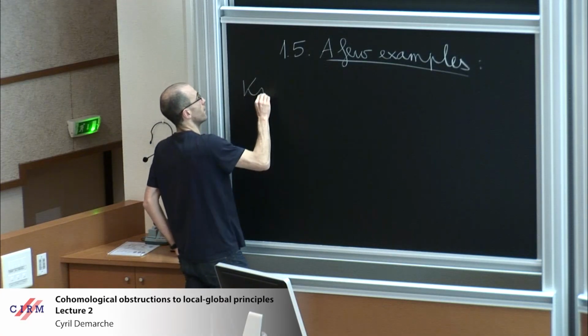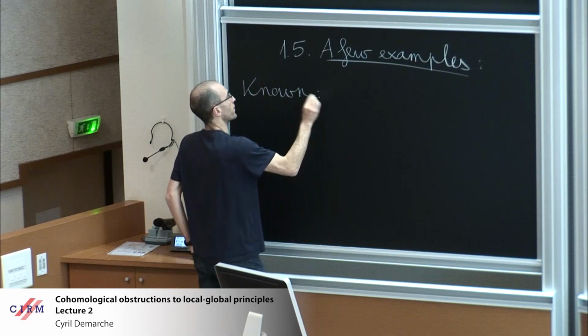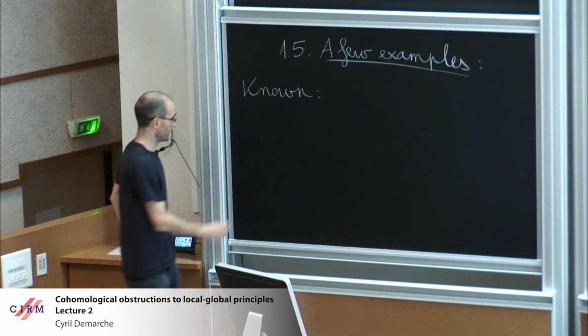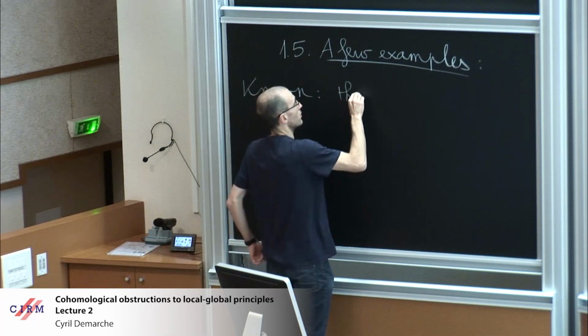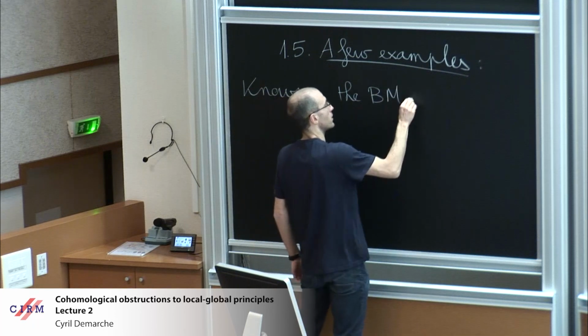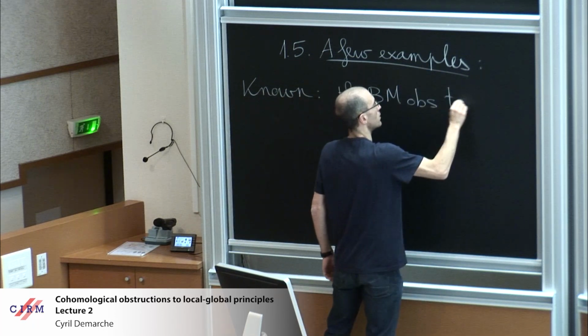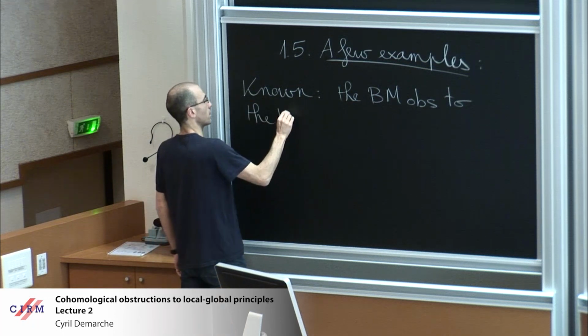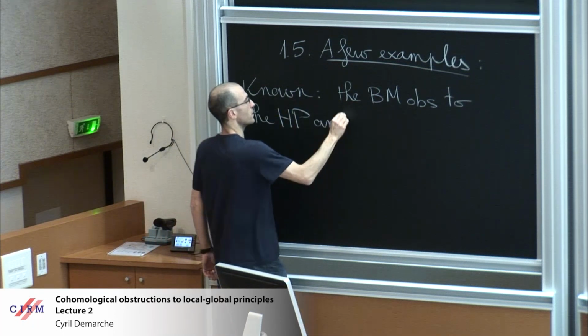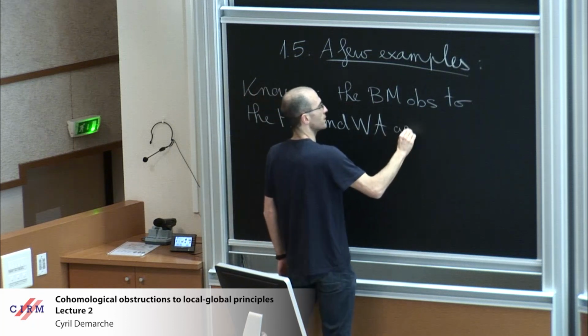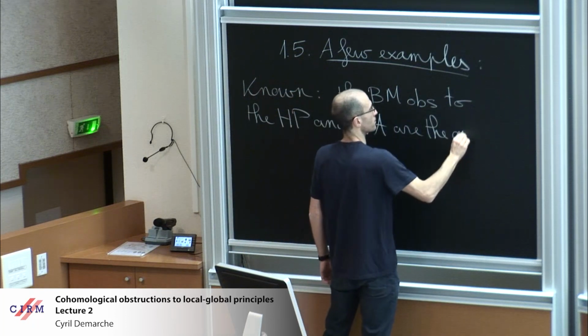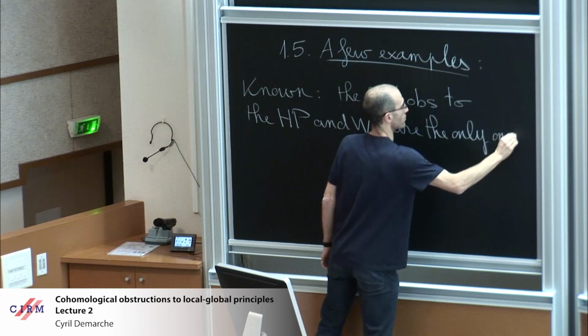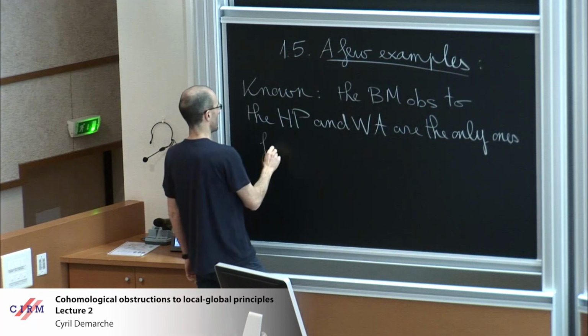So what is known? The Brauer-Manin obstruction to the Hasse principle and weak approximation are the only ones for the following examples.